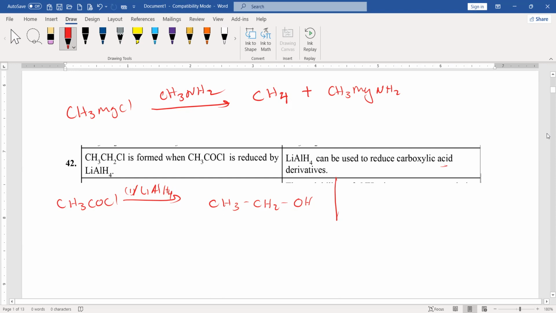It is a good reducing agent which we can use in organic chemistry, but that's not a strong one. That means it is not strong enough to reduce. So this is correct and this is correct. It means the first statement is correct. The second statement is also correct. The first statement, the product is wrong. It can be reduced, but the product is wrong. Therefore, the first statement is wrong. The second is correct. So the answer must be the fourth.